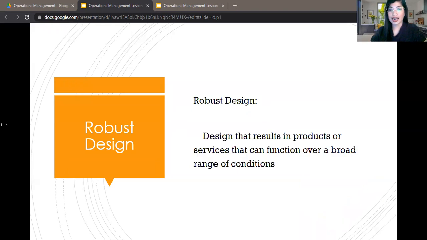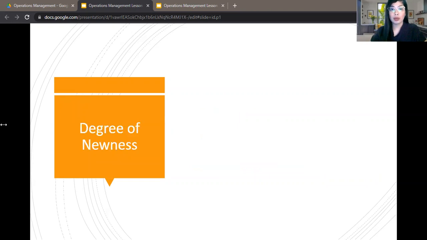A robust design results in products or services that can function over a broad range of conditions. The more robust a product or service, the less likely it will fail due to the environment in which it is used or performed. Hence, the more designers can build robustness into the product or service, the better it should hold up, resulting in higher customer satisfaction.